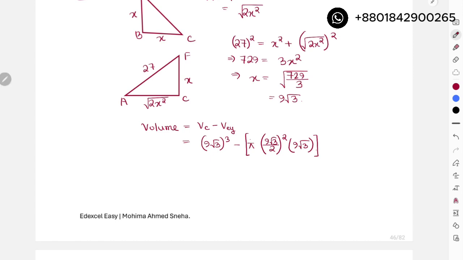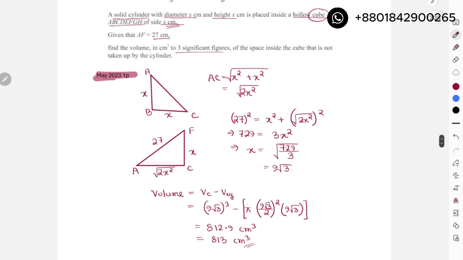So from there you get the value as 812.9, which, according to the question, we have to keep to 3 significant figures. That will be 813 with 3 significant figures, right? So this is your final answer.